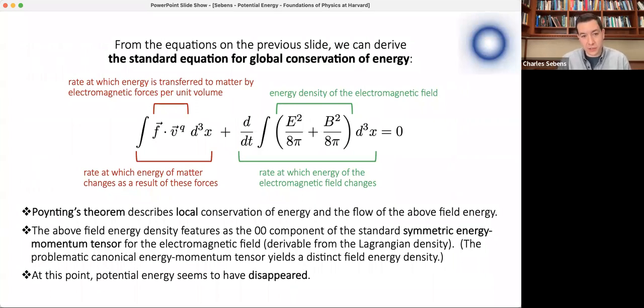This is the standard equation for conservation of energy in electromagnetism. The first part is just as before. The integral of f dot v over all of space gives the rate at which the energy of matter changes as the result of electromagnetic forces exerted on matter.